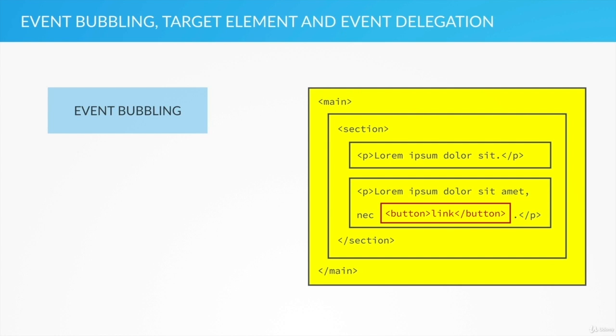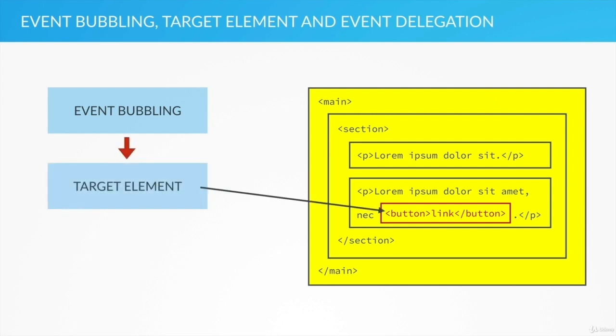Now, the element on which the event was actually first fired, so the element that caused the event to happen, is called the target element. And so in our example here, it's of course the button that was clicked. The important part is that this target element is stored as a property in the event object. And we already talked about that one, right? So this means that all the parent elements on which the event will also fire will know the target element of the event, so where the event was first fired.